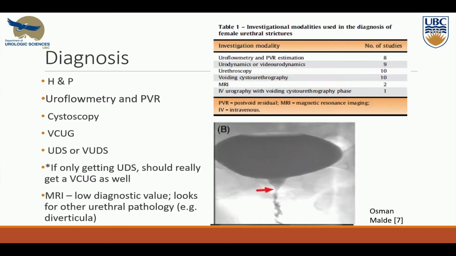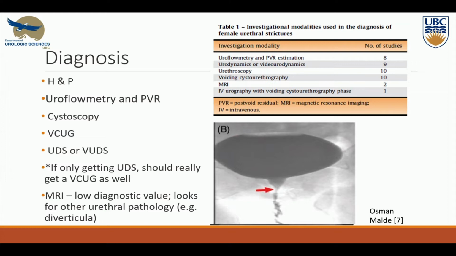In terms of diagnosis, again, it's looking at H&P, doing a proper uroflowmetry and getting a PVR assessment. Endoscopy is very important for looking at the appearance of the urethra. And then voiding cystourethrogram can be helpful if you don't have access to video urodynamics. And then, of course, looking at urodynamic pressures and evidence of bladder outlet obstruction on urodynamics. If you can only get access to urodynamics and you are really thinking this patient has a stricture, you may want to consider getting a voiding cystourethrogram as well.